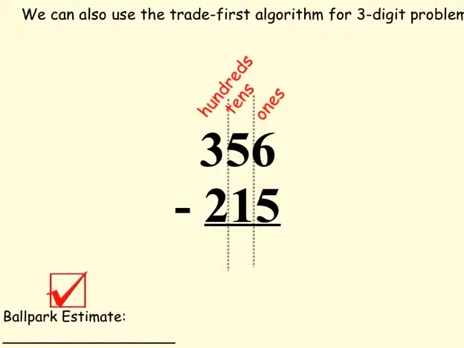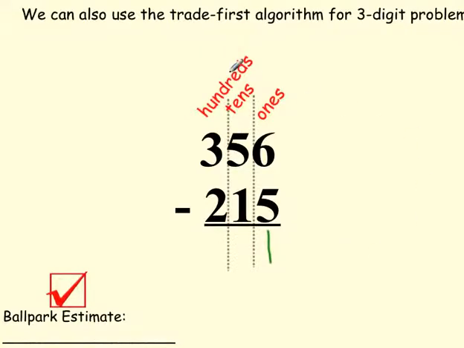So here I'm going to switch over to a green pen. We're going to start with the ones column. Can we take 5 from 6, or 6 minus 5? We can, so we're fine here. So we can just go ahead and do our subtraction. 5 from 6, or you can say 6 minus 5 would be equal to 1.